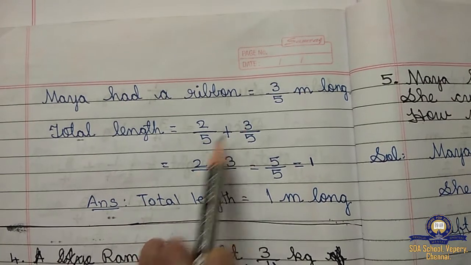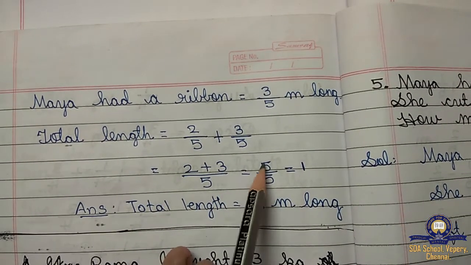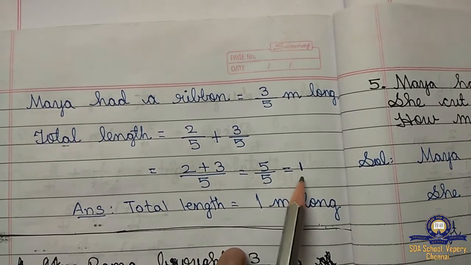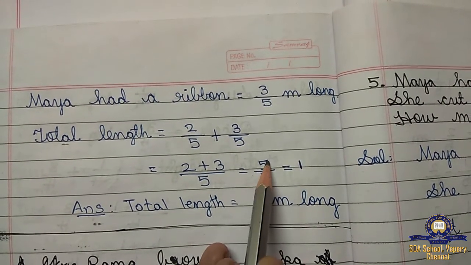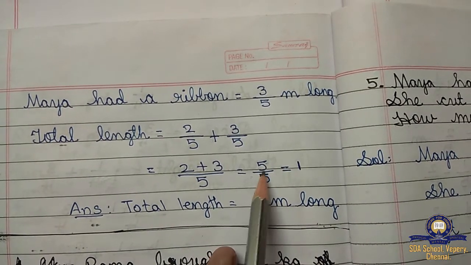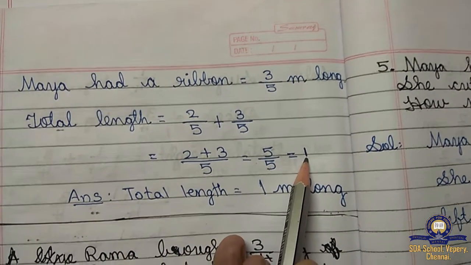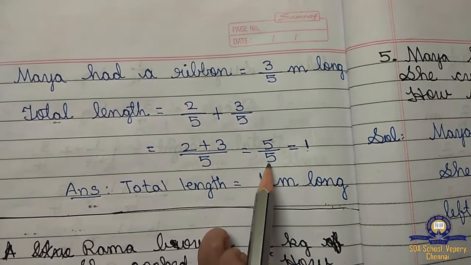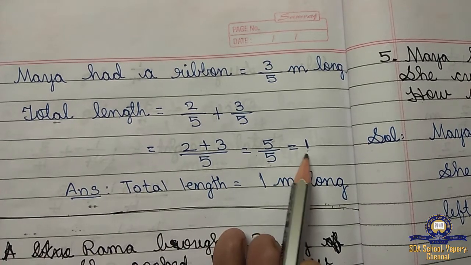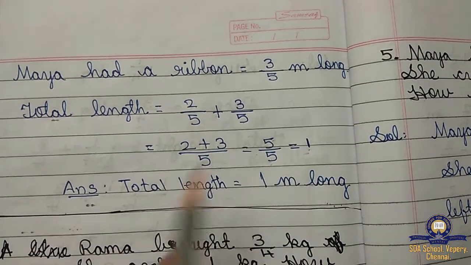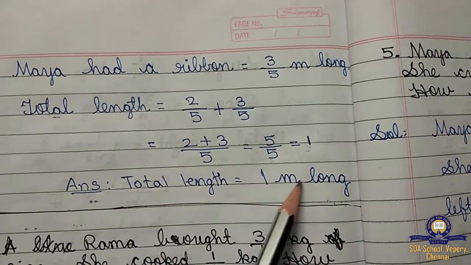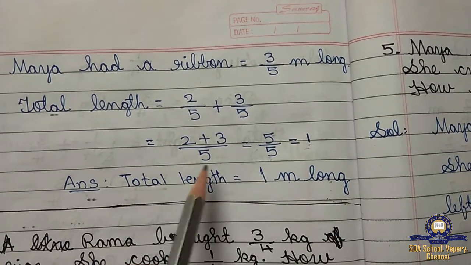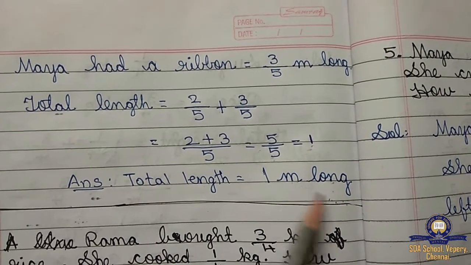So when we add 2 plus 3 by 5, what answer will we get? 5 by 5. So 5 by 5 means what will be the answer? 1 meter long. So you can divide: 1 5 is 5, 1 5 is 5. Understood children? You have learnt in same fractions, same numerator and same denominator means 1 is a whole. Isn't it children? So 1 is the answer. So total length is 1 meter long. Is this the easy sum, children?